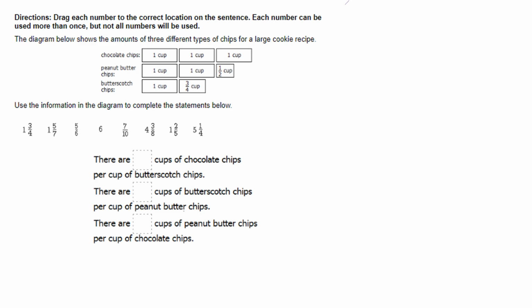The diagram below shows the amount of 3 different chips for a large cookie recipe. So chocolate chips, say 1 cup, 2 cups, 3 cups. I'm going to write down 3 cups over here. And then for peanut butter chips, I have 1, 2.5.